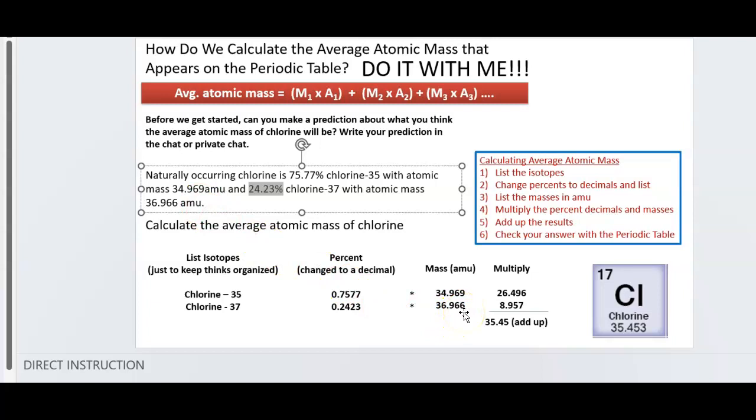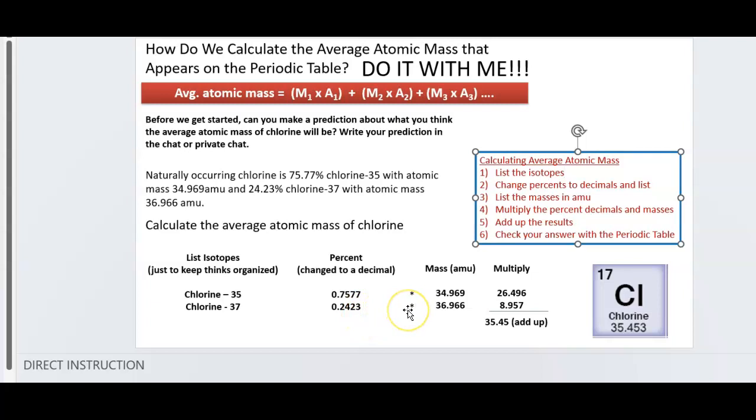Before we go any further, again to review, step 1 is to list the isotopes by name just to keep yourself organized. So chlorine 35, chlorine 37. You don't use those in the calculation, that's just the name to keep yourself organized. Then next to it is step 2, change the percents to a decimal and list them out. So 75% became 0.75 and 24% became 0.24. We moved the decimal point twice to the left.